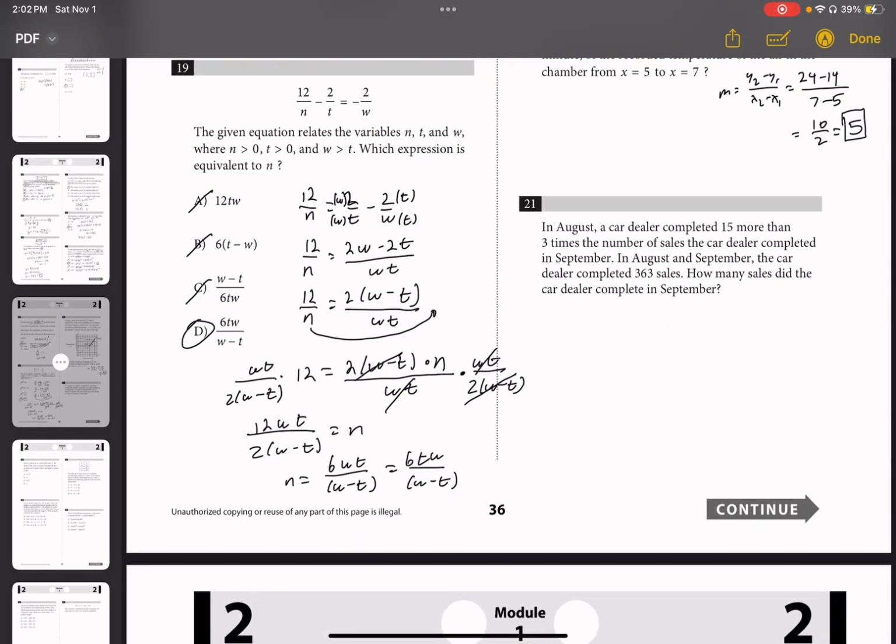Question 21. In August, a car dealer completed 15 more than 3 times the number of sales the car dealer completed in September.